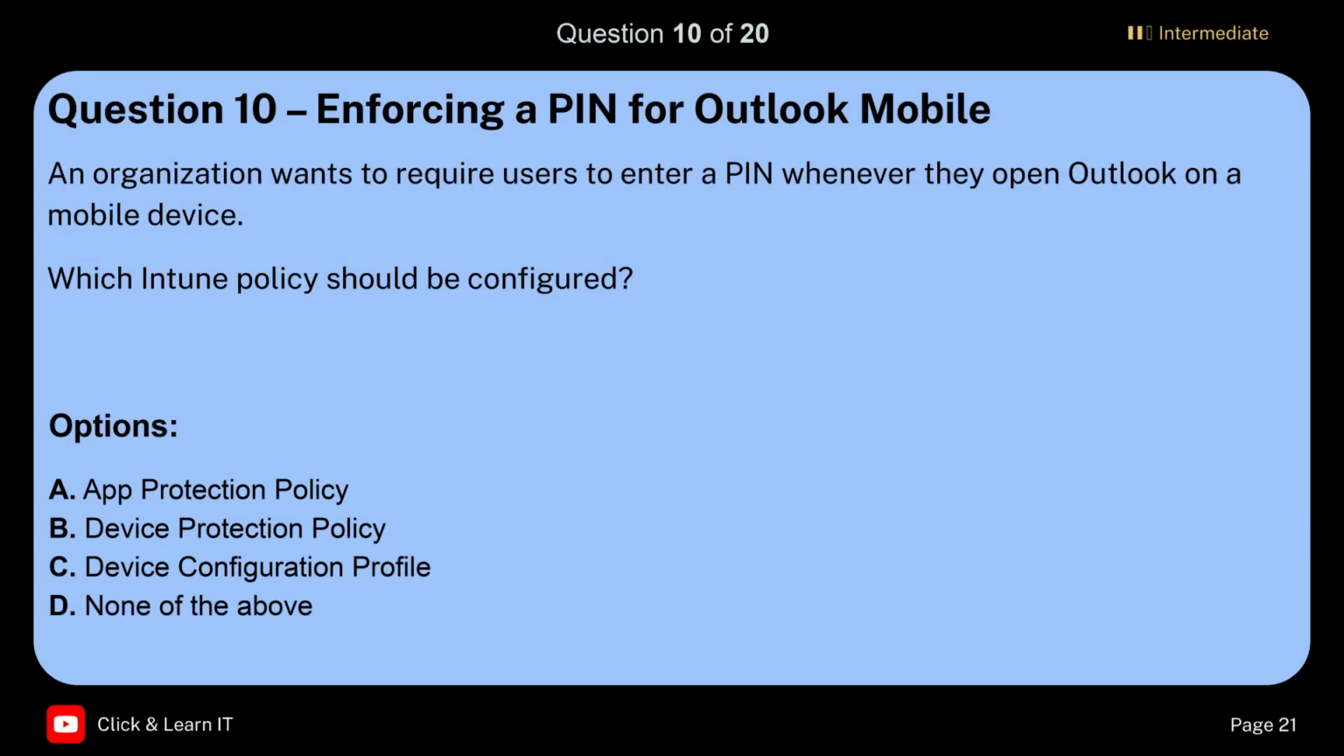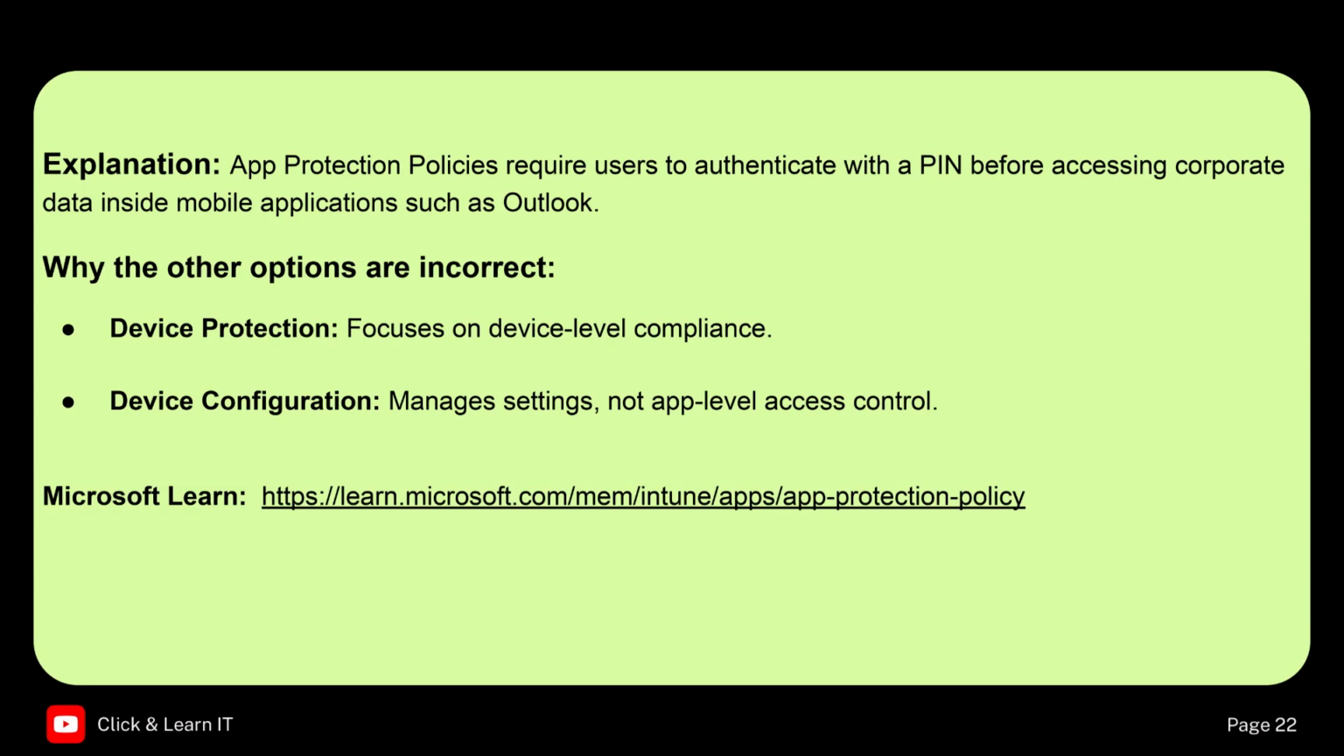Question 10. An organization wants to require a PIN every time a user opens Outlook on a mobile device. Which Intune policy should be configured? The correct answer is the app protection policy. These policies enforce a PIN for authentication before accessing corporate data within mobile applications like Outlook.